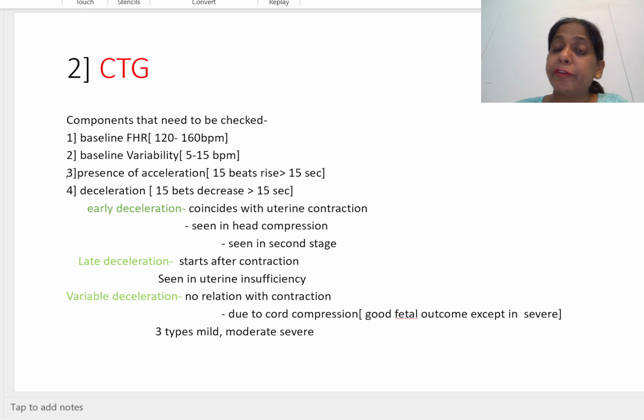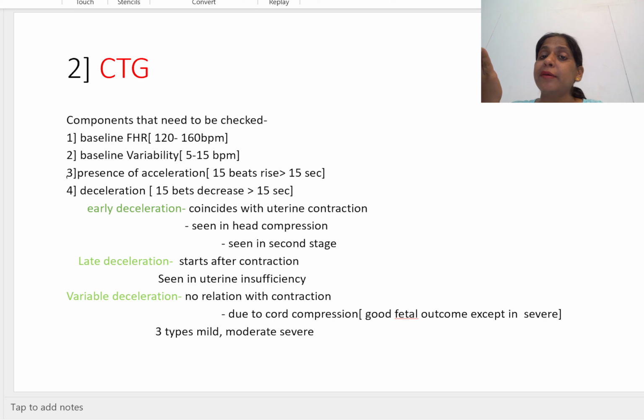Number 1 is fetal heart rate. Okay, so normal fetal heart rate is 120 to 160. So now we have to see the baseline fetal heart rate. Second, whether beat to beat variability of 5 to 15 beats is present or not. Same as before. Third is accelerations are present or not. And number 4, the most important thing, deceleration.